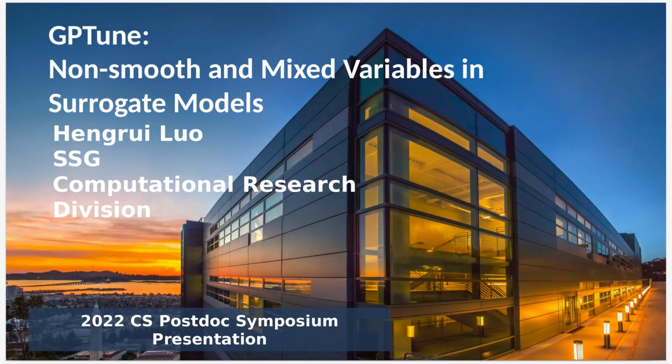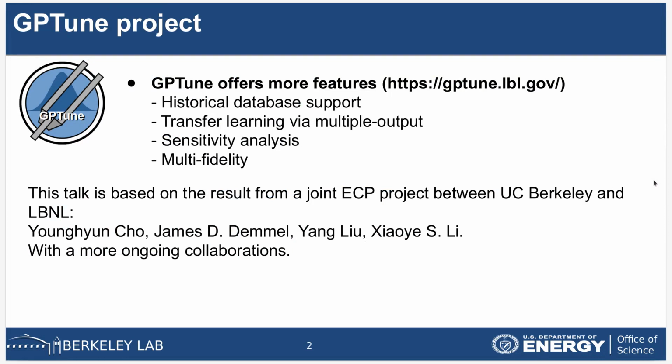Good morning, everyone. With pleasure, I'm presenting some of my research today with the title GPTune, Non-smooth and Mixed Variable in Surrogate Models. To start with, let me introduce you to our GPTune project. The GPTune project focuses on the problem of black box function optimization using Gaussian process. Here is our website.